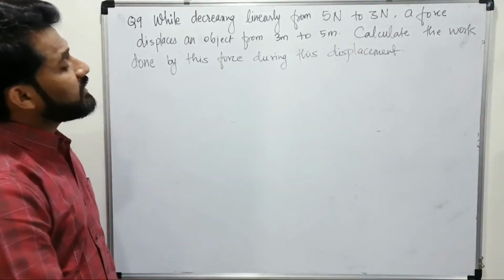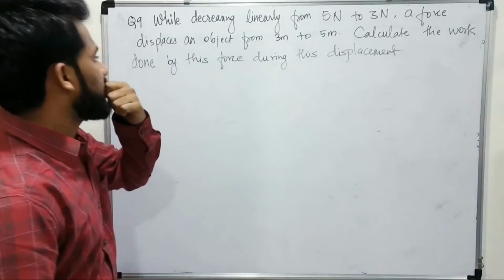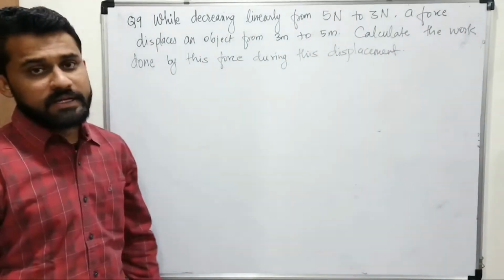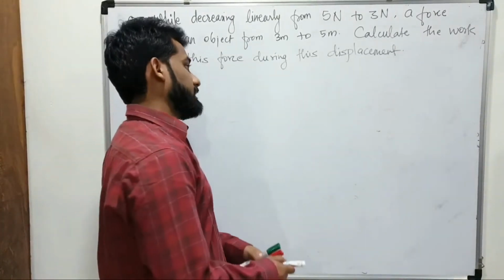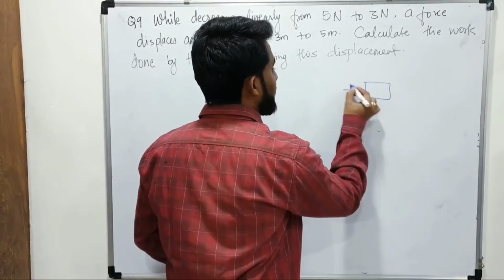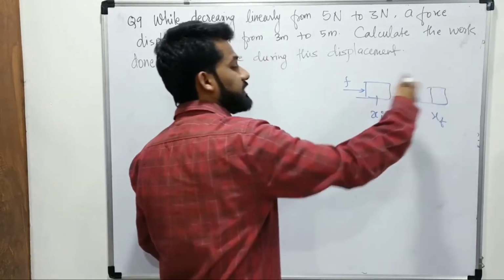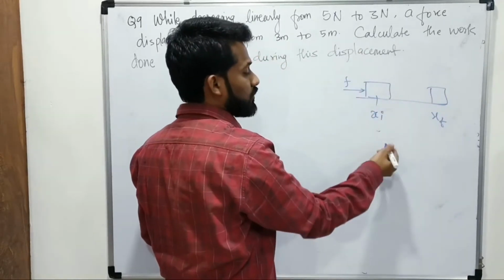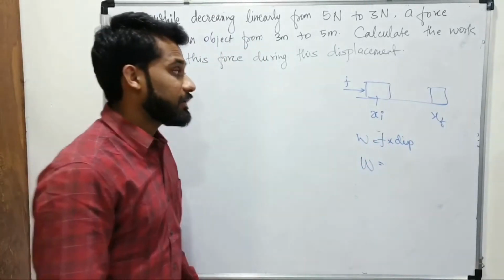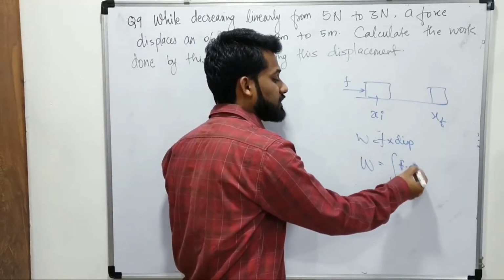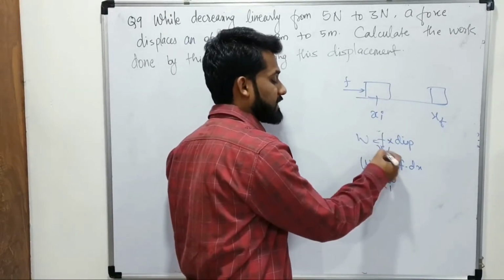While decreasing linearly from 5 Newton to 3 Newton, a force displaces an object from 3 meter to 5 meter. Calculate the work done by this force during this displacement. So clearly the question is on work done by a variable force. Work done by variable force means when force is applied on the object, if the object moves from initial position to final position, and in this process the force is changing, you cannot use force into displacement as the formula for work. In this case, you have to calculate work by integrating force with displacement from initial position to final position, from xi to xf. You have to integrate it.